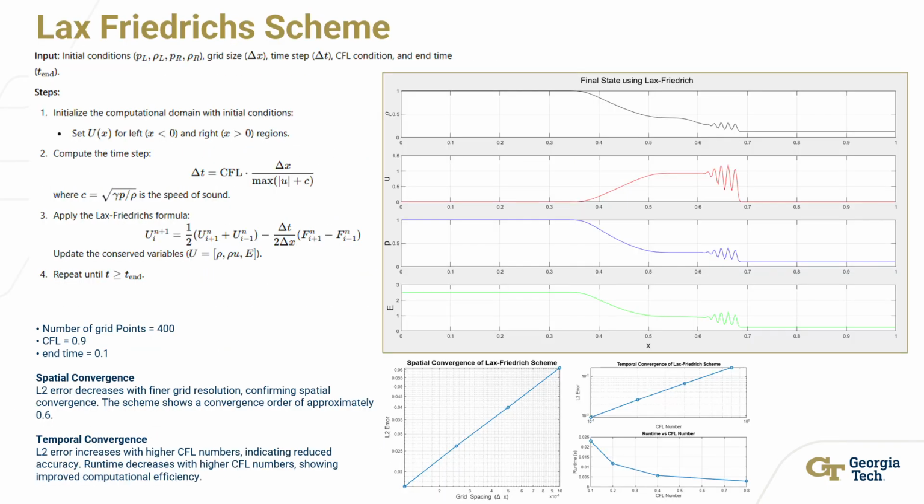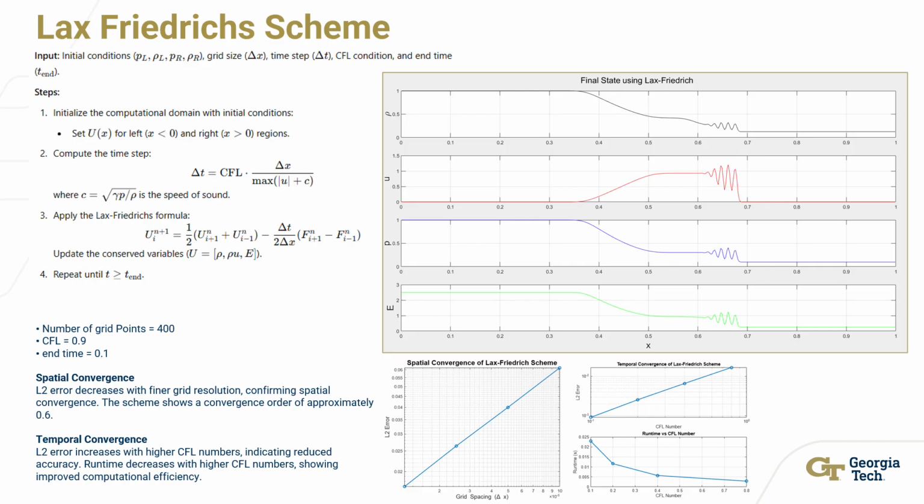Now let's look at the Lax-Friedrichs scheme. I begin by initializing the computational domain with the given initial conditions for pressure, density, and velocity on both sides of the diaphragm. The time step is also calculated using the CFL condition, which ensures stability. The Lax-Friedrichs formula is applied to update the conserved variables. The method introduces numerical dissipation to stabilize the solution, and this process repeats.